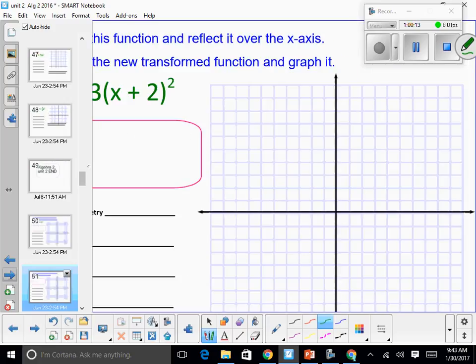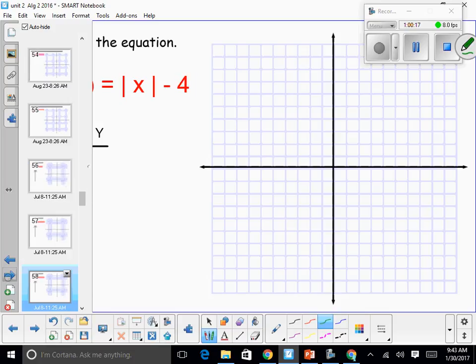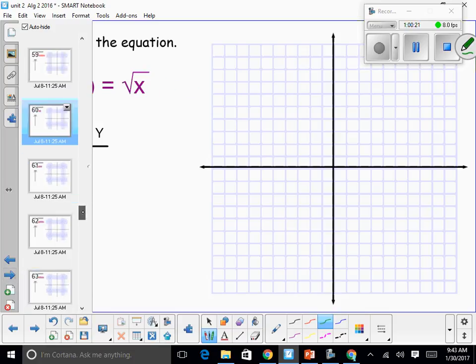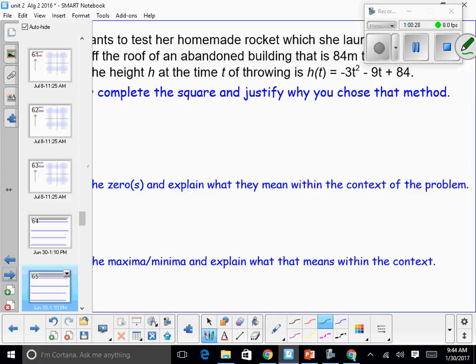Alright. It looks like a big word problem, but it's not. It's just this little problem right here. It looks just like yours. Hey, Thomas, there's a 3 in front. How do I get rid of the 3? I just divide it by everybody.